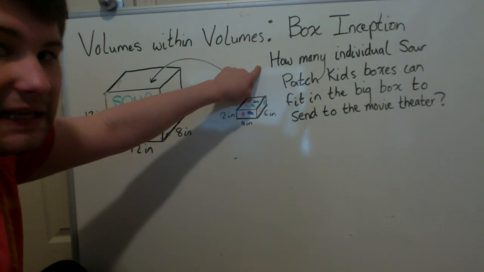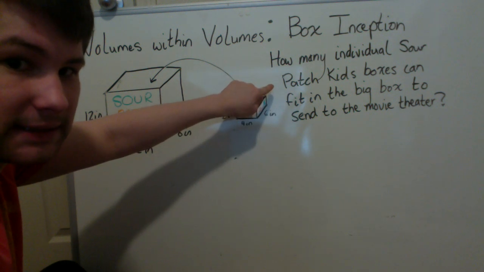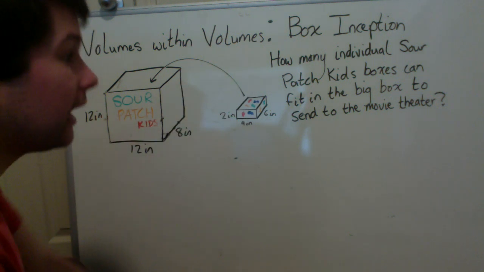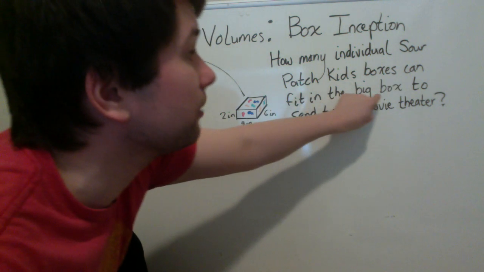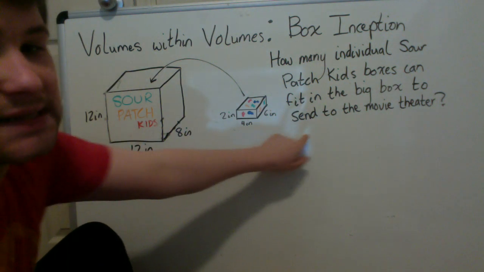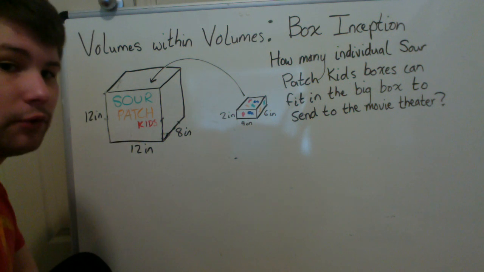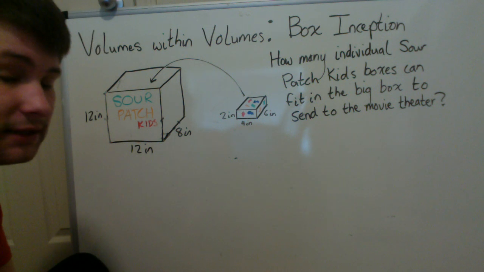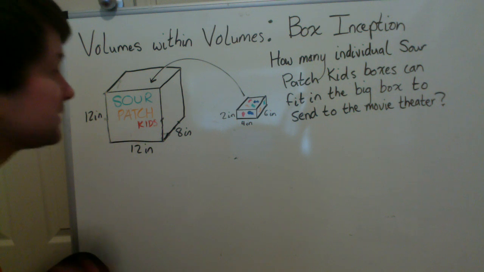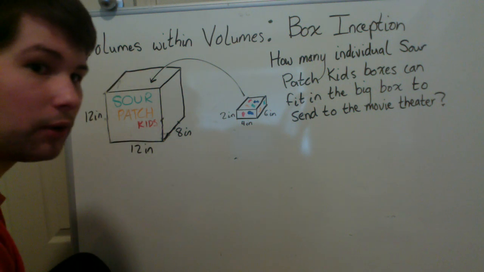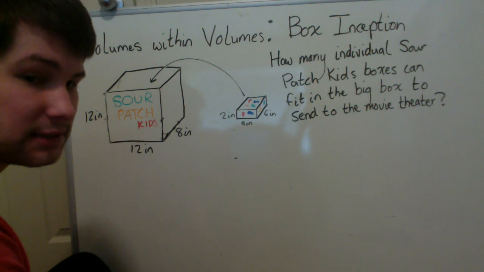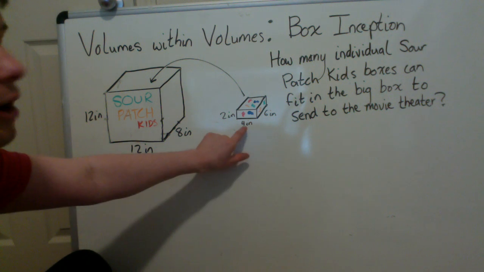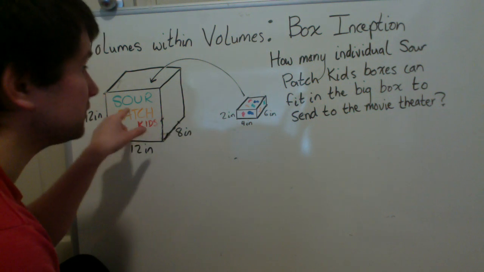It says how many individual Sour Patch Kids boxes, so how many of those little movie theater individual boxes for one person, how many of those can fit into the big box that gets sent to the movie theater? So when the movie theater wants to sell candy, they got to get it from the actual candy company, right? So the candy company sends it in these big old boxes because they don't want just one Sour Patch Kid. They got a lot of customers to serve. So they get a bunch of them all at once. You need to figure out how many of these little boxes are going to fit into the big one.